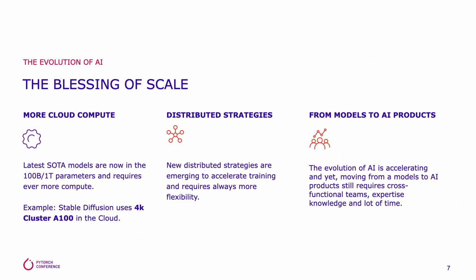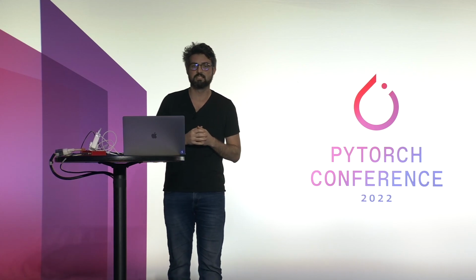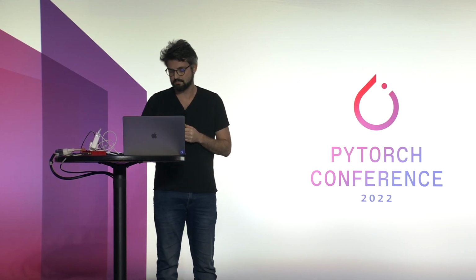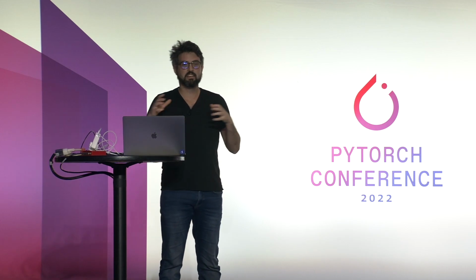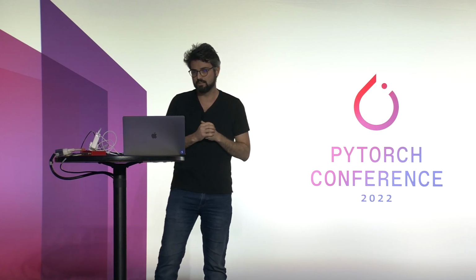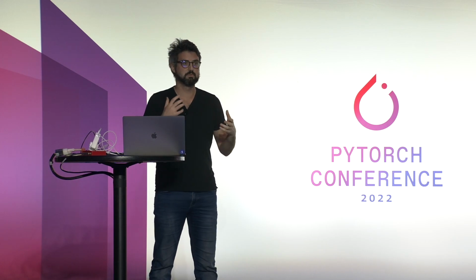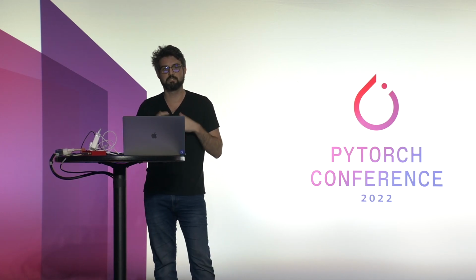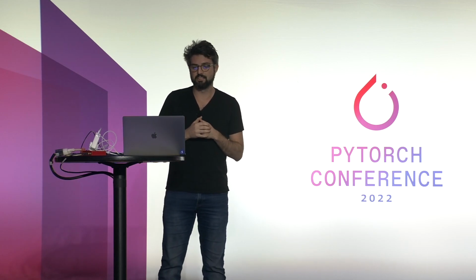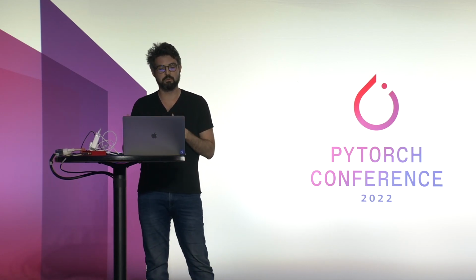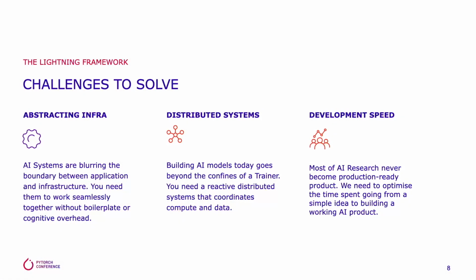And lastly, from model to AI products, the evolution of AI is accelerating, and yet moving from model to AI products still requires cross-functional knowledge, expertise, a lot of time, and money. So here are a couple of challenges we tackled and tried to solve. The first one is, when more compute is required, it's really about abstracting the infrastructure. AI systems today are blurring the boundary between application and infrastructure, so you need them to work seamlessly together without the boilerplate or the connective overhead.